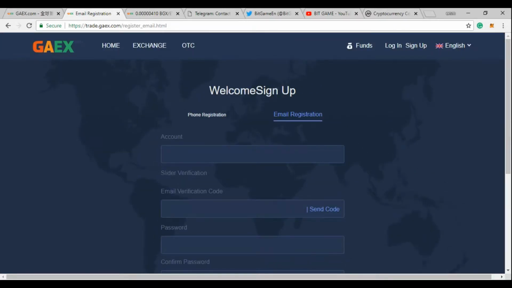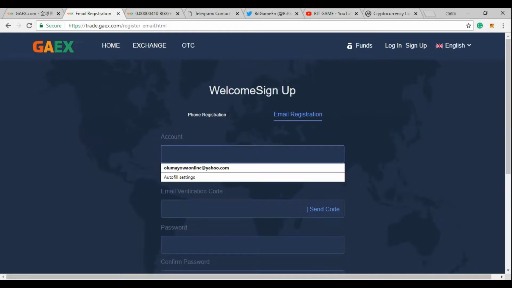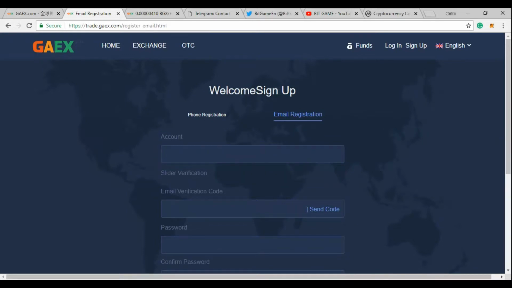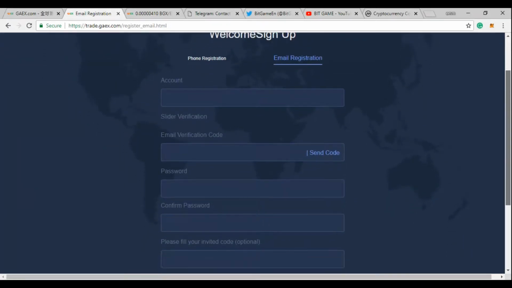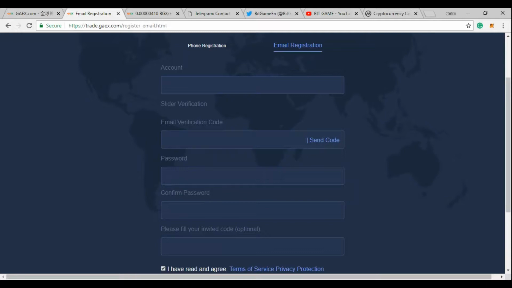There are two options. You can sign up using your phone registration, or you can sign up using your email. Just enter your email address, then click on send code. They will send a code to your email address. Once they send it, you type in the code, put the password you want, then confirm the password by typing it once again.